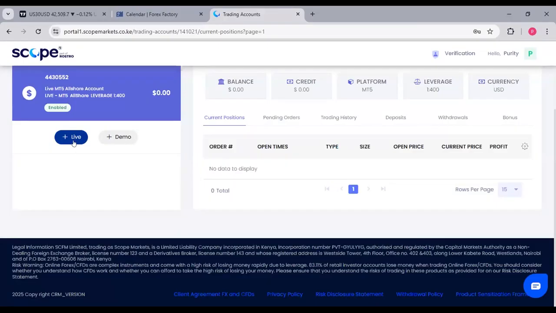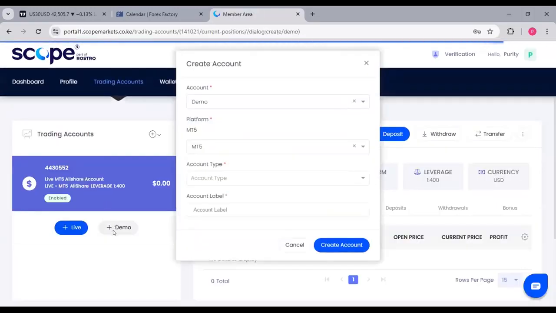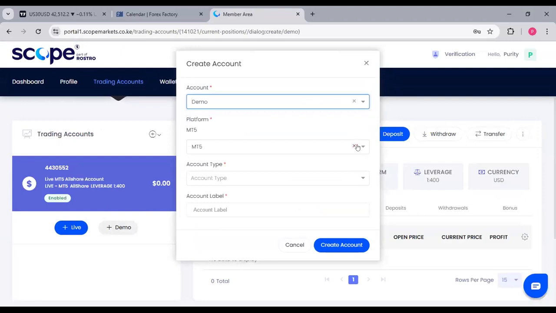We also use it for emotional trading because you cannot get the real emotions of trading when you're using a demo account. So if you're to create a demo account, you'll come right here. You click on the demo part of it. Then you choose demo right there.